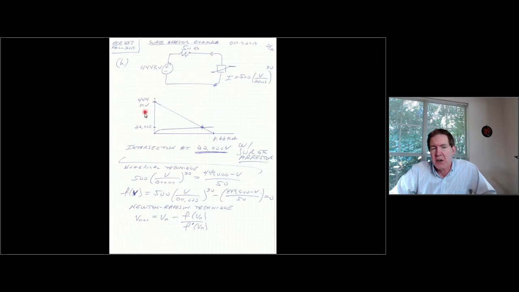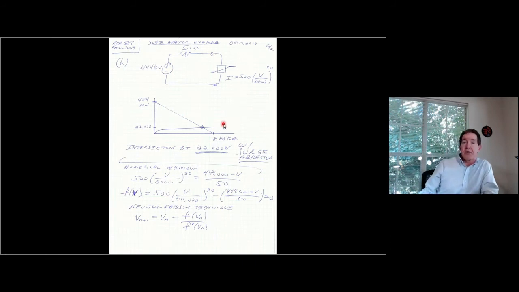So the load line starts at 444 kV. If I divide that through by 50, I get 8.88 kA. The solution has to be somewhere on this line, and I need to figure out what this intersection is. How do we get that intersection?